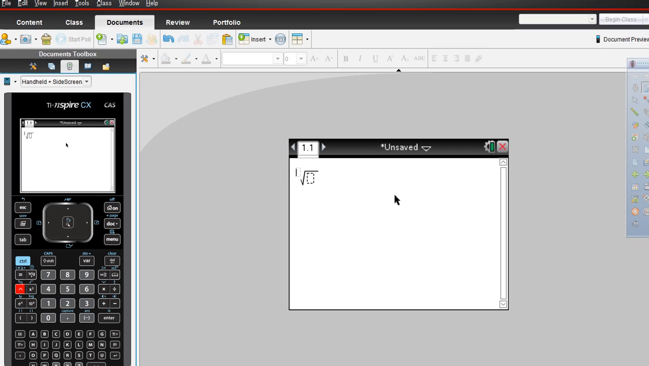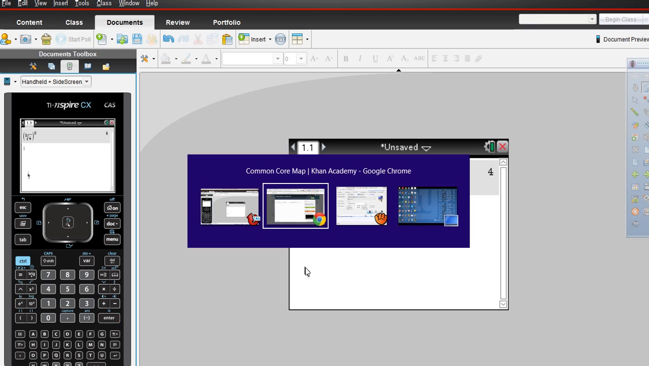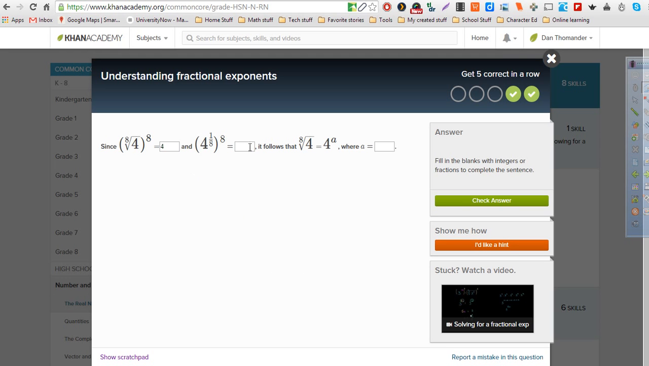All right, so let's try that again. Control caret gives me the nth root. So the 8th root of 4, right? And if I put that in parentheses and raise that to the 8th power, we'd hit enter. And we can see that that's equal to 4. So if I wasn't sure, I could put that in there.